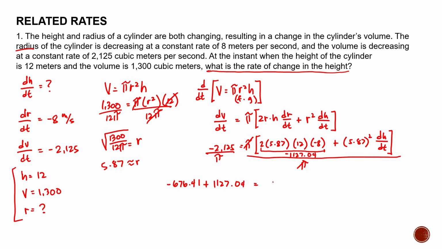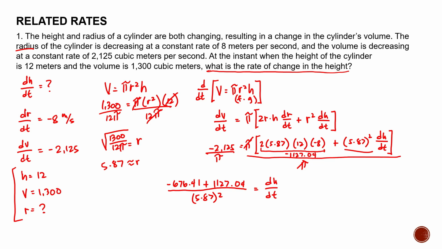Right, equals, we can actually divide both sides by this now. So that's 5.87 squared, to give us the answer for dh over dt. Alright, so let's use the calculator now.